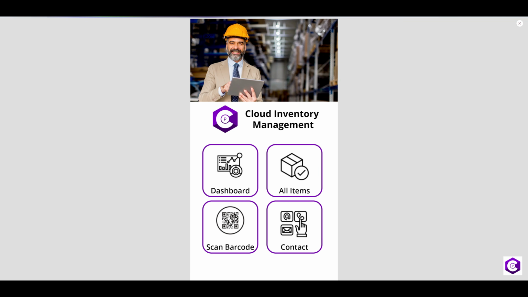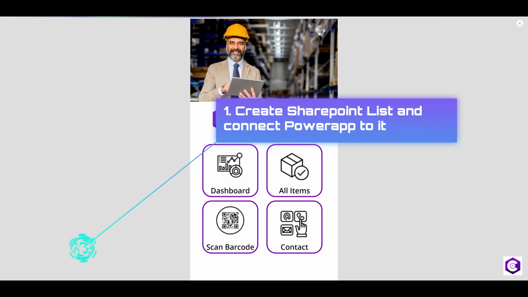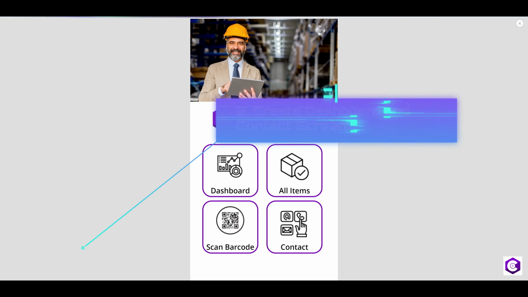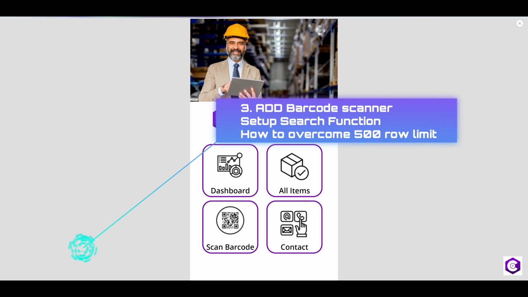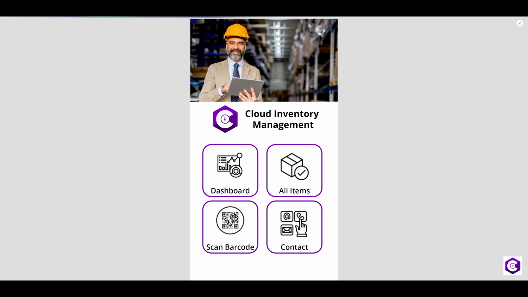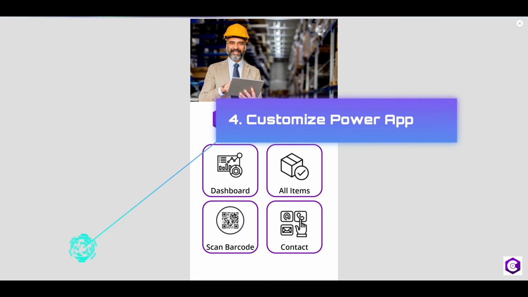We will be building this application in 4 simple steps. In the first step, we will create the SharePoint list and we will connect the Power App to it. In the second step, we will add 2 screens for the dashboard and the contact screen. In the third step, we will add some very helpful functionality for the barcode scanner, and we will set up the search function, and I will show you how to overcome the 500 row limit in PowerApps. And in the last step, we will customize the Power App.